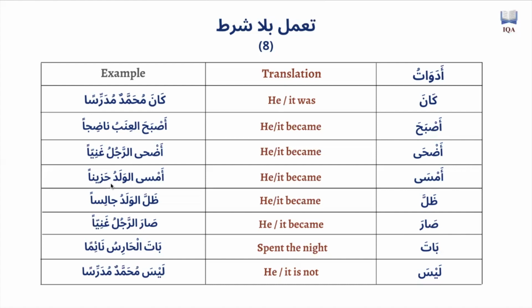Amsa al-waladu hazinan, the boy became hazinan, sad. Dhalla al-waladu jalisan, the boy became or was in a sense sitting. Sara means here it became. Sara al-rajulu ghaniyan, the man became rich.